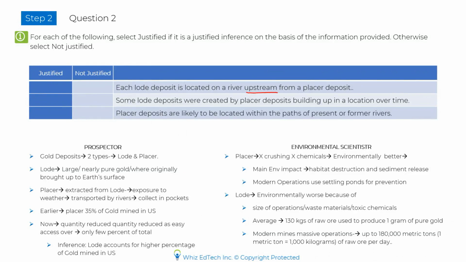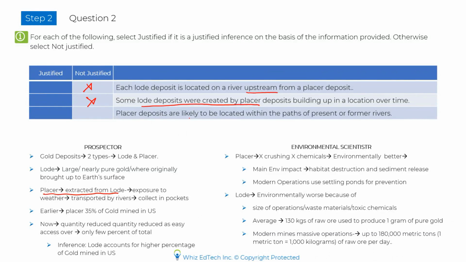We cannot infer that every lode deposit is located near a river. It is quite possible that some lode deposits are near a river stream and then the placer deposits are extracted from it and carried down by rivers. But whether every lode deposit is located on a river upstream is not justified. Next, some lode deposits were created by placer deposits. It's the other way around. Placer deposits were extracted from lode. Lode were not created by placer. So this is also not justified.